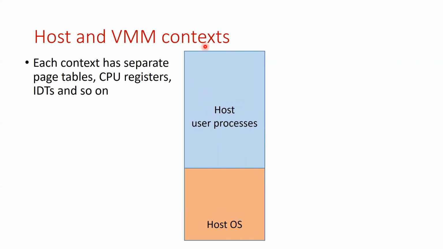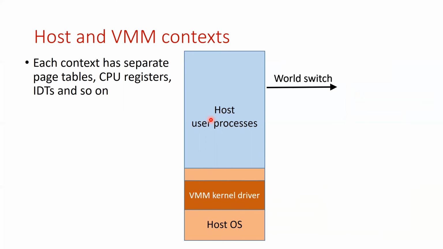The host user processes occupy low virtual addresses, the host OS occupies high virtual addresses, and the page tables map these addresses to corresponding locations in physical memory. The IDT points to some interrupt handlers in the host OS. The CPU registers have values pointing to the address space of the host, and so on. Right? So this is the host OS context. This is how applications look like when they're running on the host OS. And of course, the host OS also has the VMM kernel driver as part of it. And the VMM user process runs in the host user space.